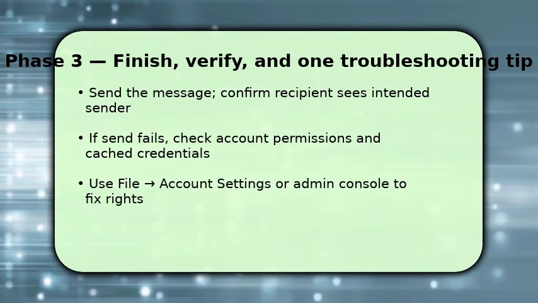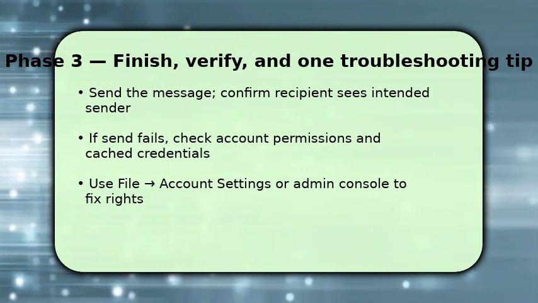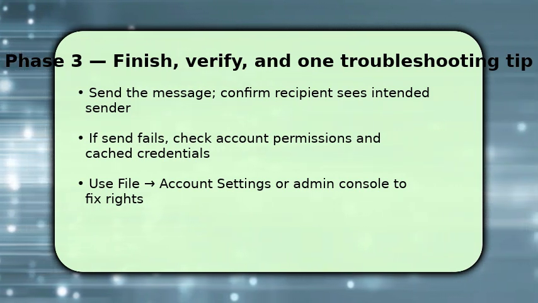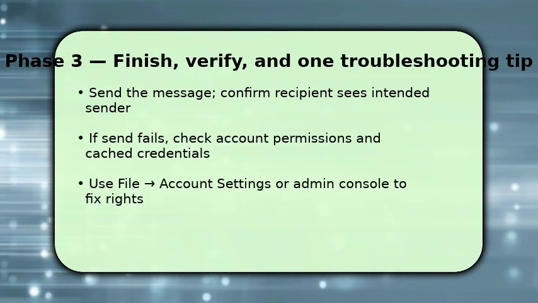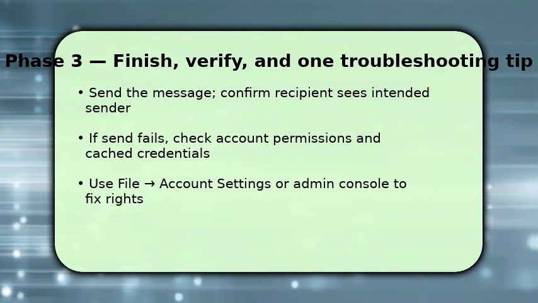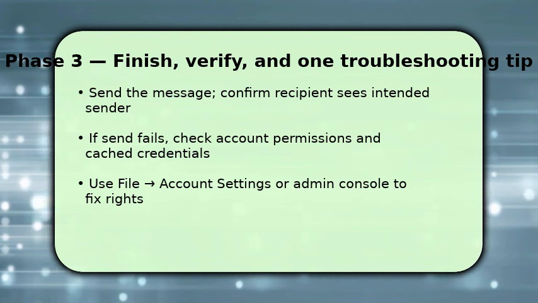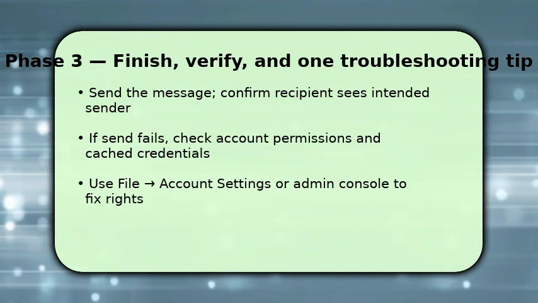If sending fails or the From reverts, clear cached credentials and retry, because stale sign-ins often block alternate senders. Next, review account permissions in File, Account Settings or ask your admin to grant send as or send on behalf rights. If problems persist, restart Outlook and try again.